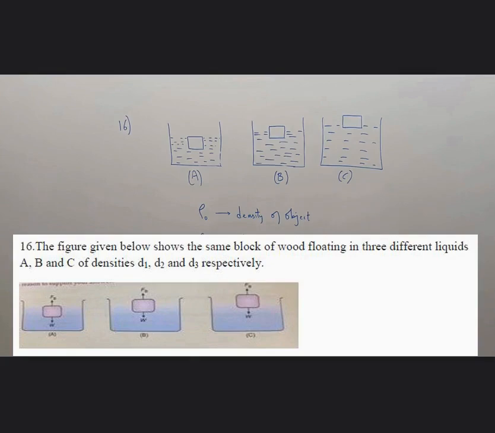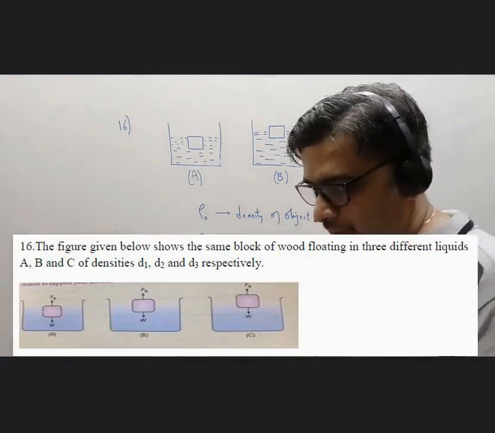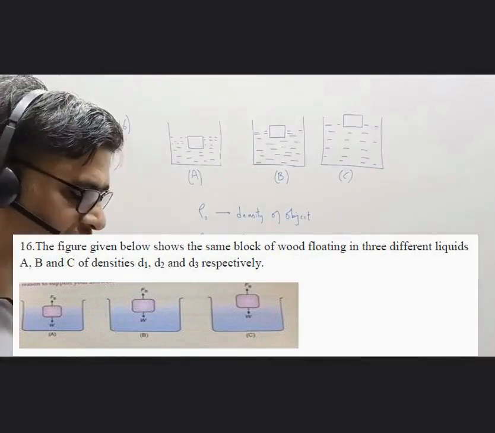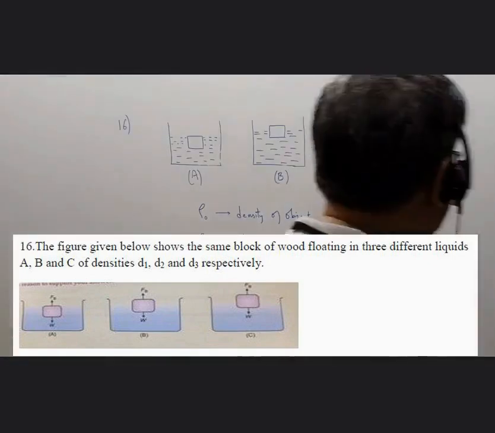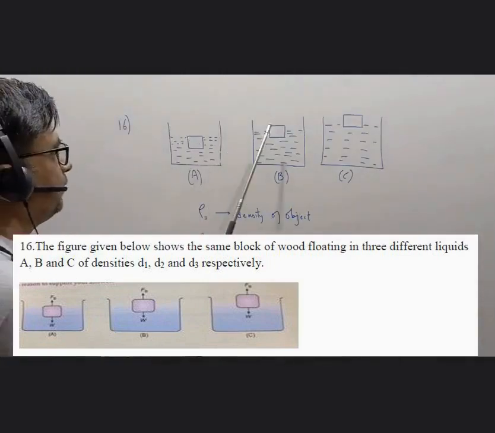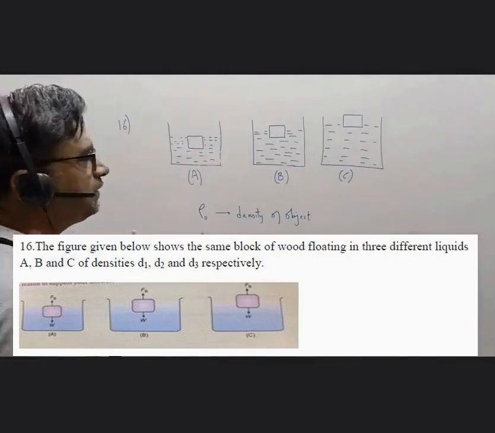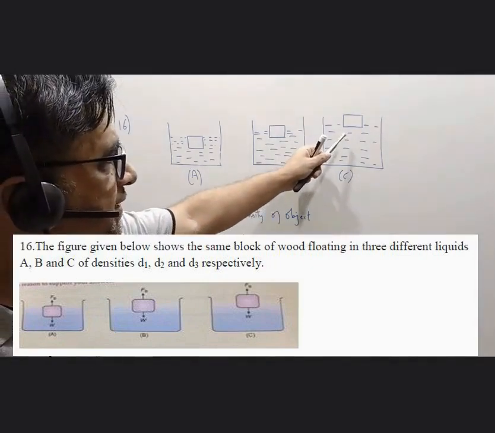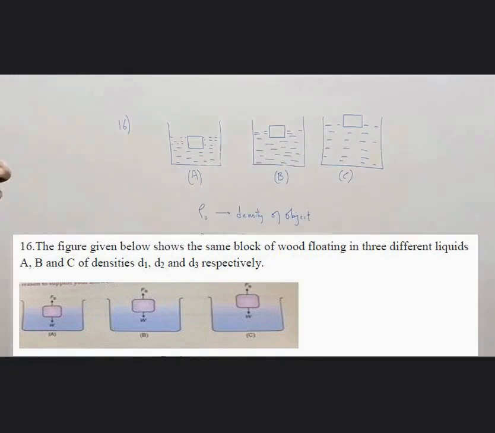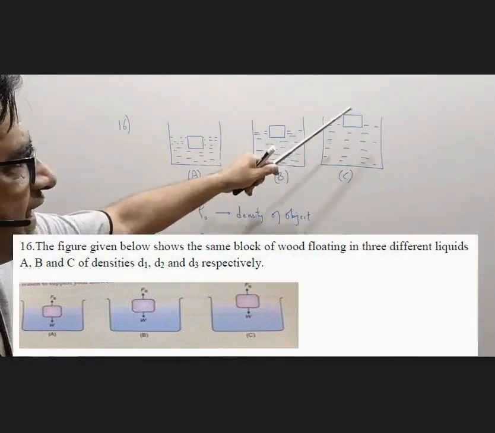Now in this question, question number 16, as you can read the question, the figure given below shows the same block of wood floating in 3 different liquids. Now you can see from the picture that the block of wood is floating in all 3 cases, but here there is a significant portion of the block which is outside the water.